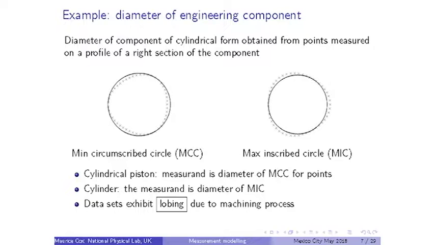Another calculation might involve the maximum inscribed circle. That's the largest circle which we can place within the set of points. And which circle we choose, in other words, which measurand we choose, depends on the function of the part, whether it's going to act like a piston or act like a cylinder, for instance. If you notice, these data points exhibit some lobing, that they form a shape exaggerated rather like a rounded triangle rather than a circle. That's because the machining process often introduces such an effect. It's highly exaggerated, of course, in this diagram, but it has to be considered as an influence quantity.